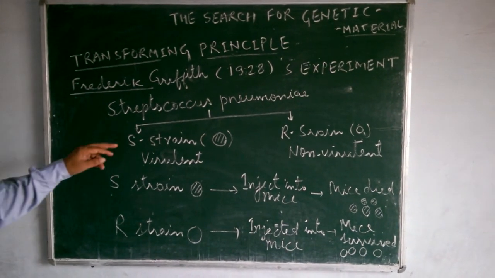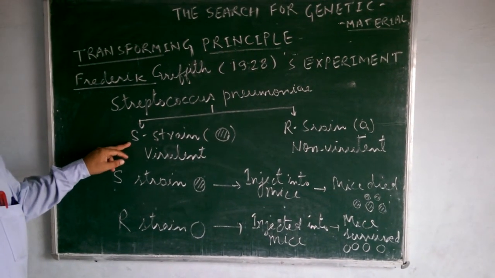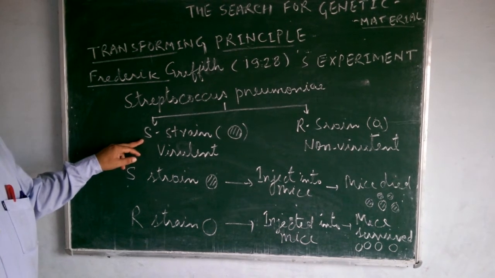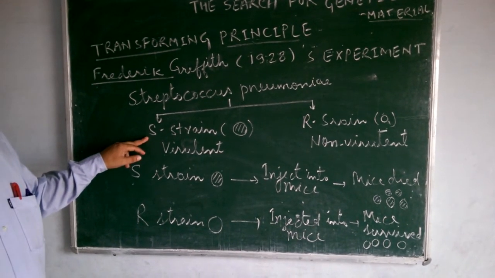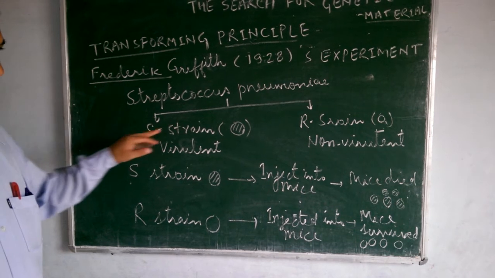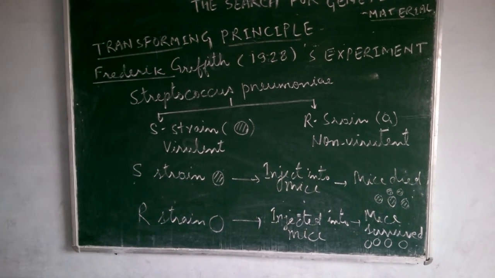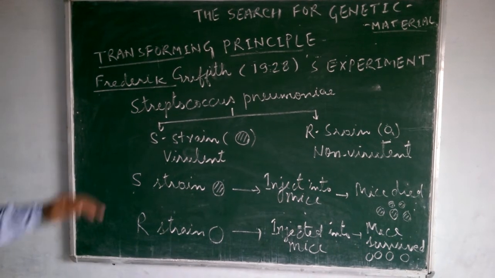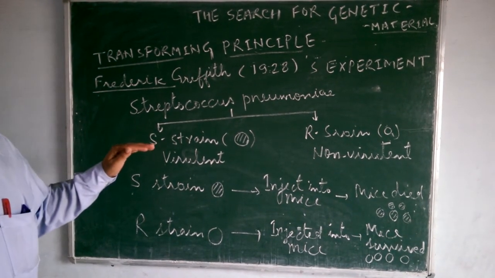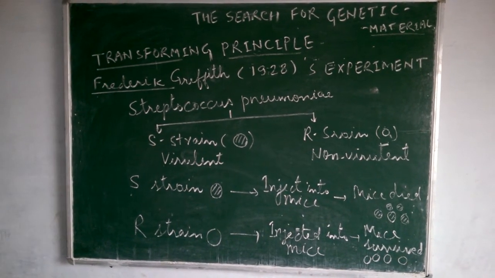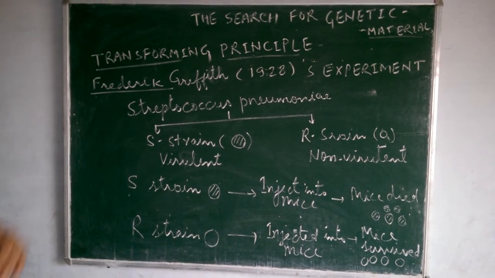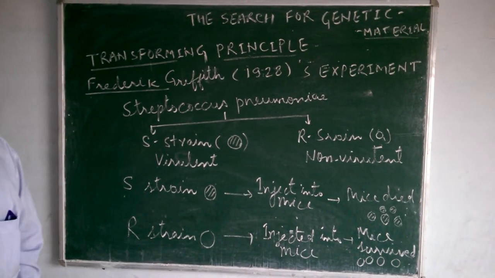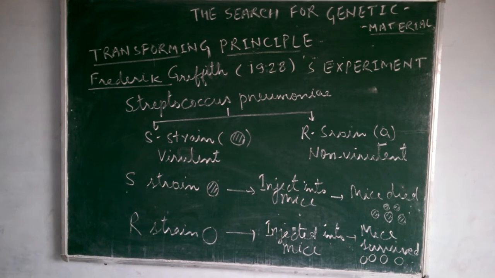The S strain bacteria produce smooth colonies. Why? Because their cell wall has a coating of some polysaccharide, and R strain bacteria lack that coating, so they produce rough colonies. So S strain bacteria are virulent, meaning they are able to cause disease, and R strain bacteria are non-virulent, they do not cause disease.